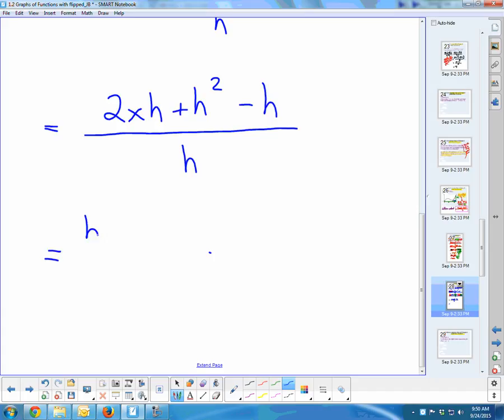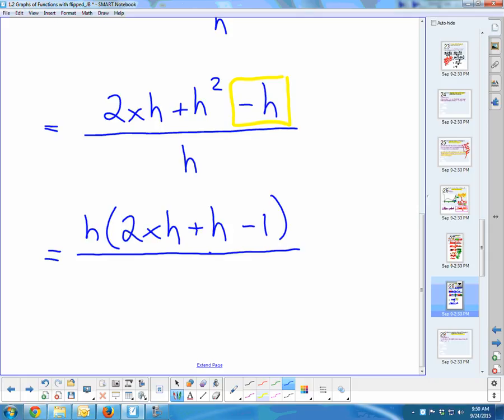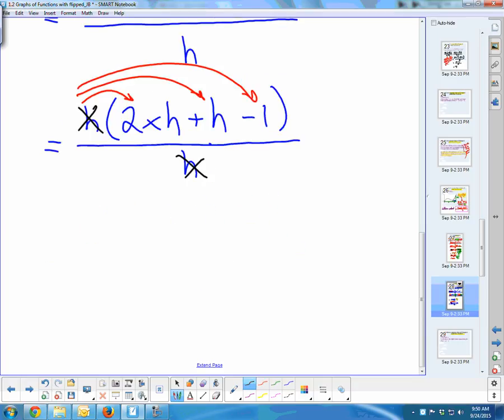I will factor 1h out of each term. One thing to be careful for is in the third term, when we factor an h out of negative h, we're left with a negative 1. Some people make the mistake and say, well, the whole term disappears, but it factors out a negative 1. If you struggle with factoring, remember you can check factoring by redistributing what you factored out, and you should get the line that you had above. Regardless, my h's cancel out with each other, and I am left with 2xh plus h minus 1.